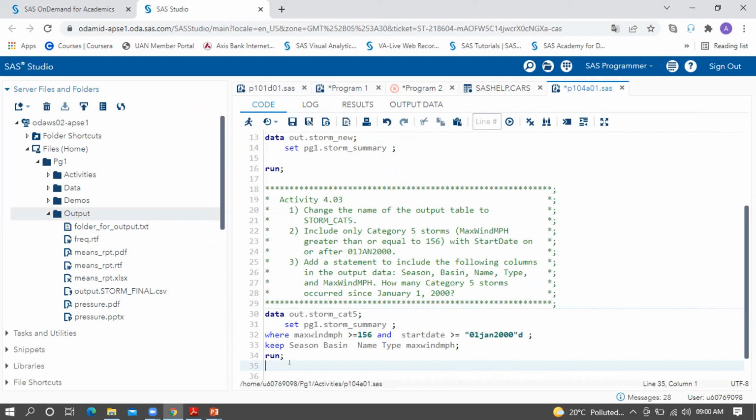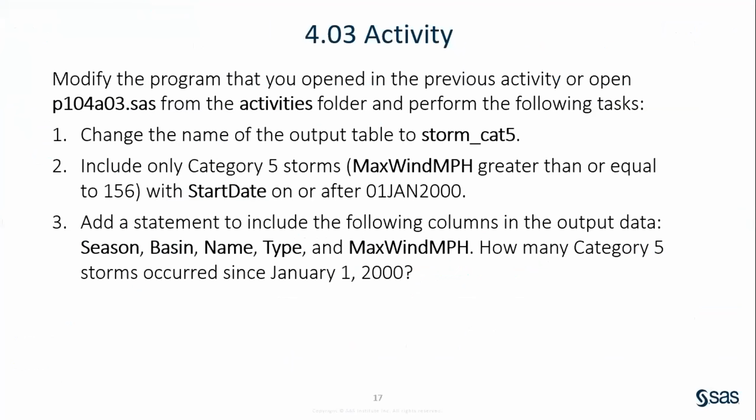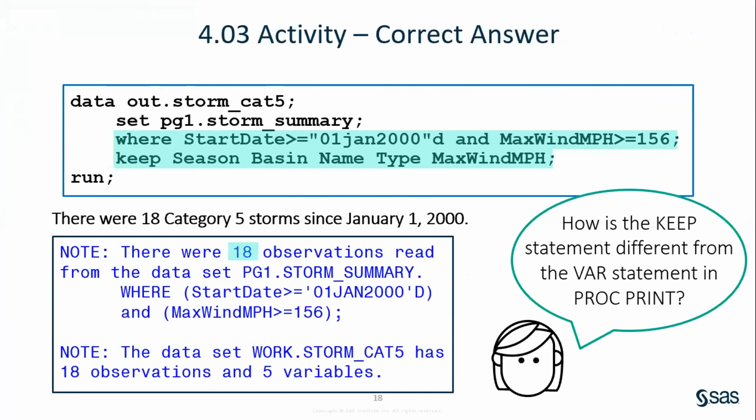How many categories are you getting? Are you asking about rows? Yes. 18. So, 18, absolutely. So this was your program, correct? See, it's telling there were 18 category 5 storms from Jan 1st, Jan 2.